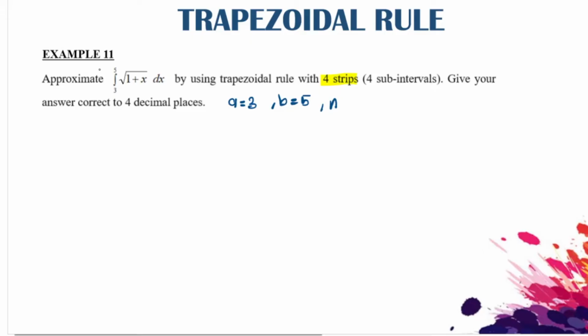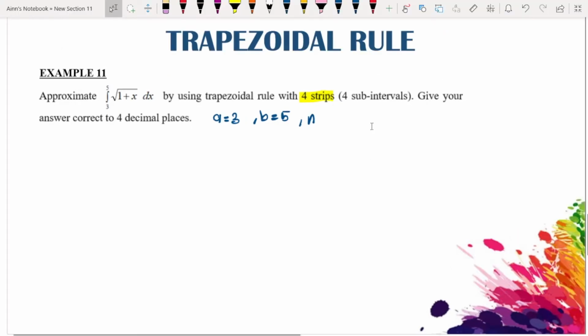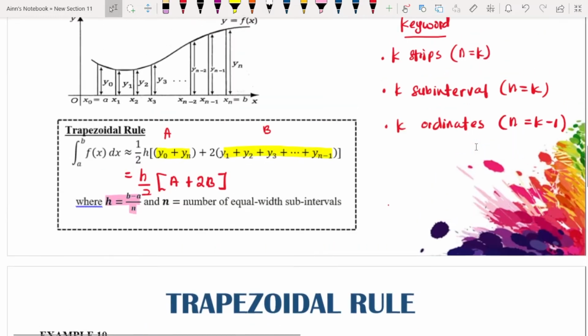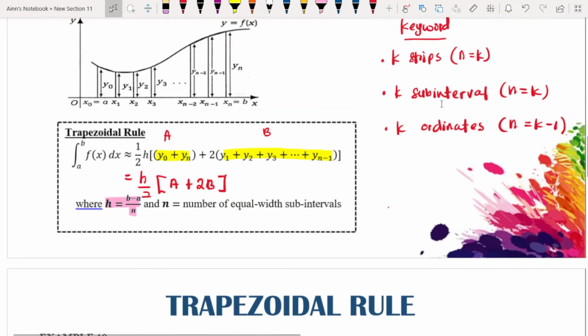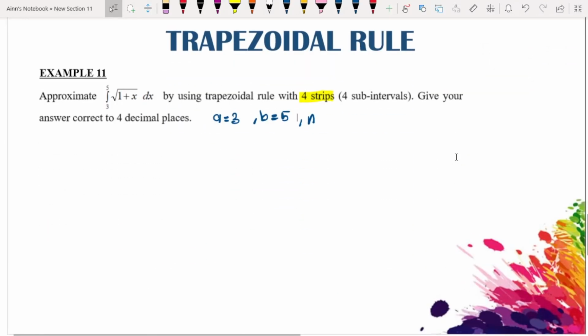So as what we learned, the question asks for 4 subintervals. As you can see from the keyword here, if we have k strips or k subintervals, the value of n is equal to the value of k. So we will have n equals to 4.